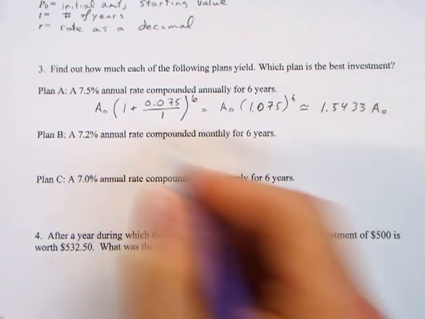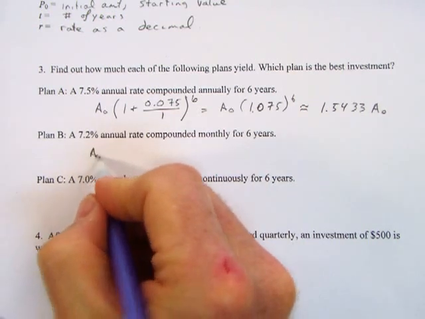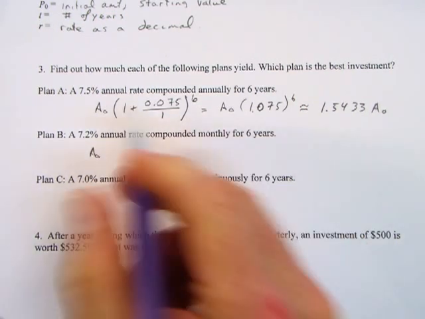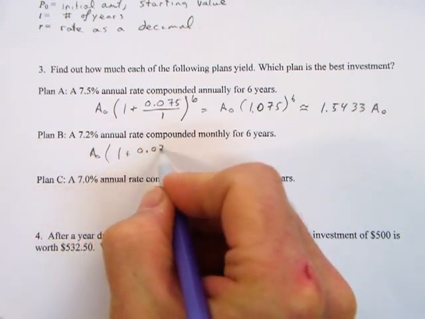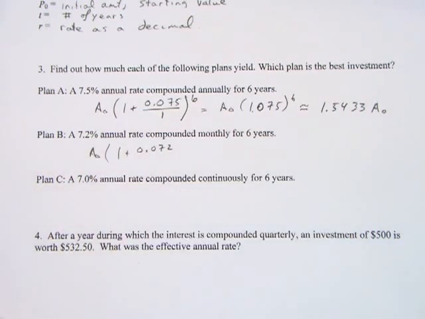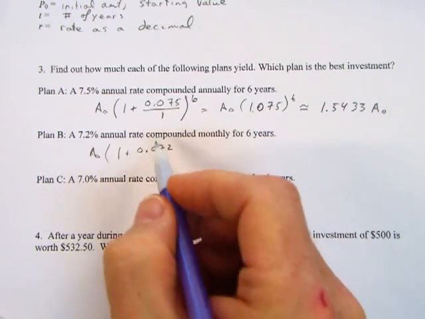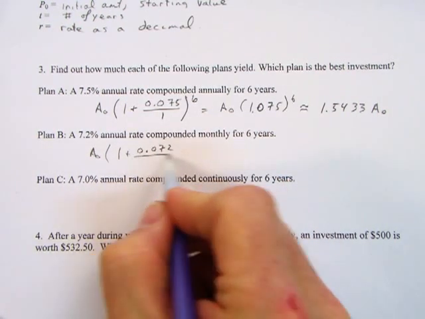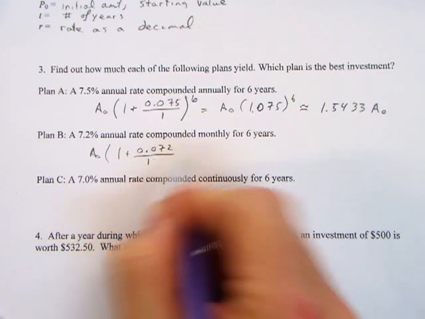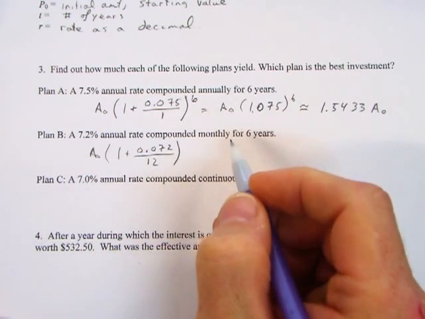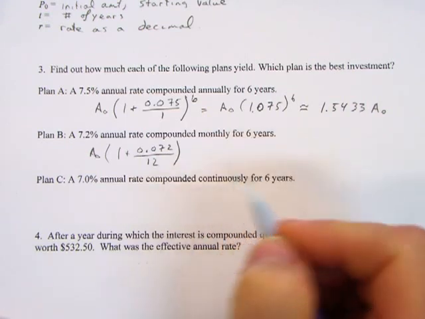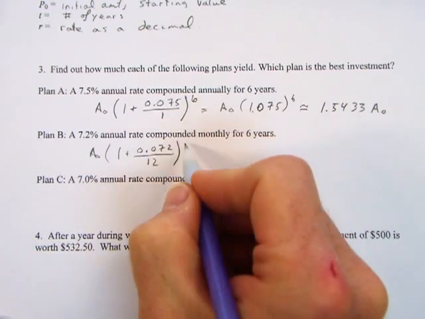This time we're going to compound it monthly. So we have 1 plus 0.072 in this problem. So it's a slightly different, slightly less rate, but we're going to compound it a little more, and we'll divide this one by, since it's monthly, 12. And now, how many compounded periods are there in 6 years? Well, we're doing it every single month for 6 years. How many months are there in 6 years? It'd be 12 times 6.